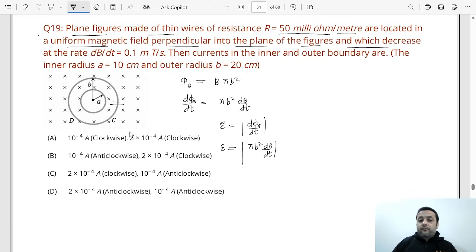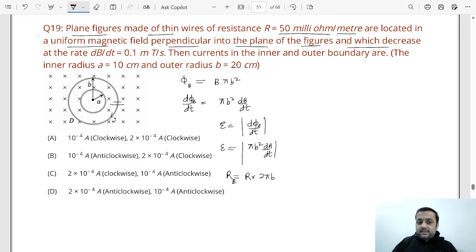Now what will be the resistance of this? Because we have to find the current. So what will be the resistance of this? Resistance will be the resistance per unit length, which is this. Let me call this resistance of B, RB. That will be resistance per unit length into the circumference, which will be 2 pi B.